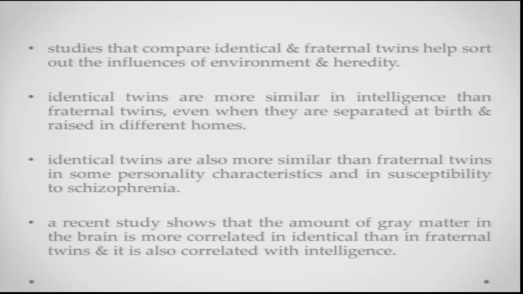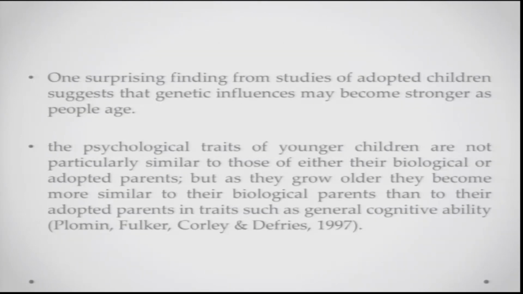Identical twins are also more similar than fraternal twins in some personality characteristics and also in susceptibility to things like schizophrenia. A recent study has shown that the amount of gray matter in the brain is more correlated in identical twins than in fraternal twins, and there is also a correlation with overall intelligence. So, if you look at all of these kinds of evidence that have accrued from studies of identical twins versus fraternal twins, it tells you that biology is playing a very important role in how individuals are actually shaping out to be.